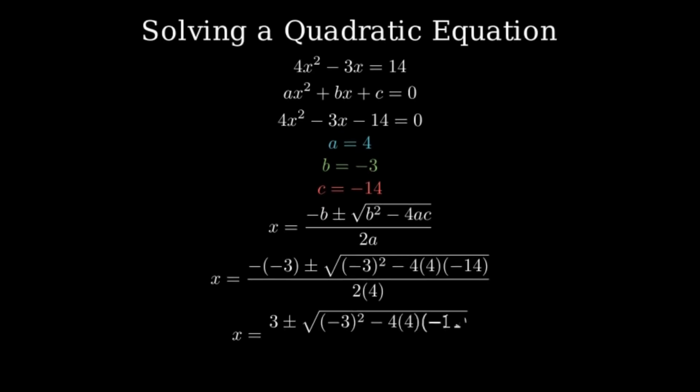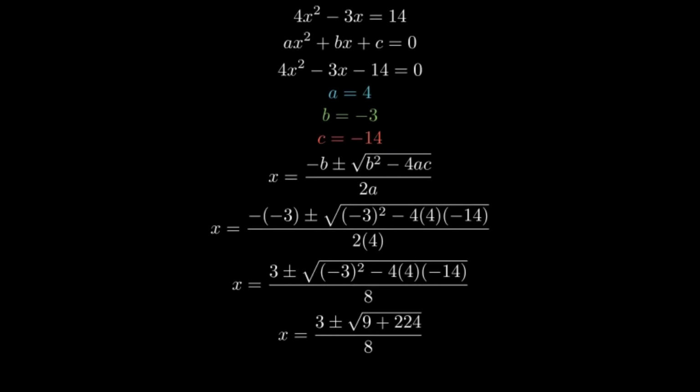First, let's simplify negative 3 to positive 3. Next, let's simplify what's under the square root. Negative 3 squared is 9, and 4 times negative 14 is negative 224. Adding 9 and 224 gives us 233 under the square root. The square root of 233 is approximately 15.26.